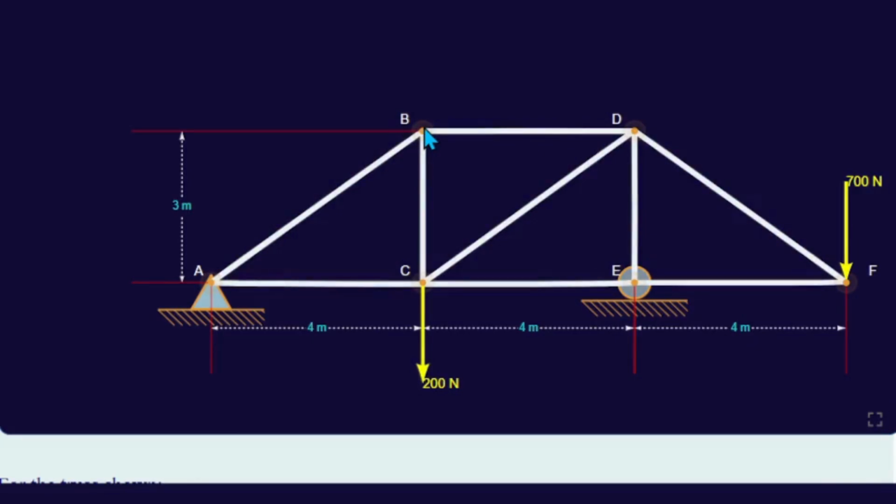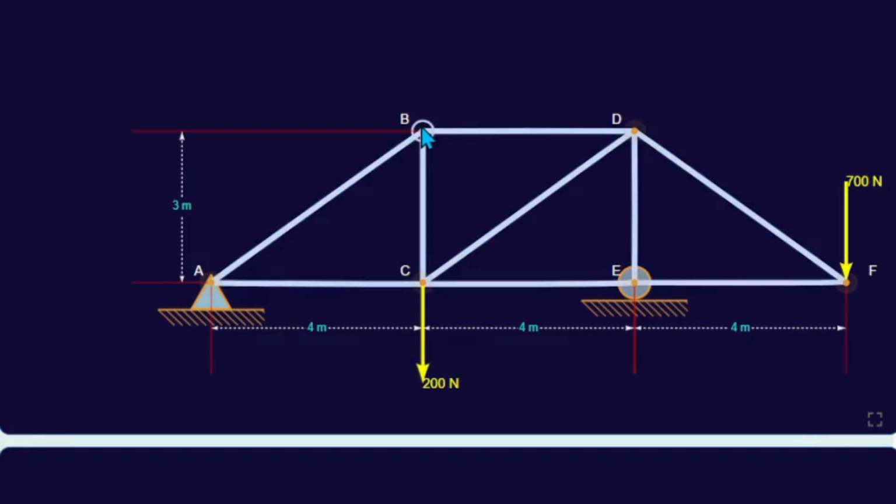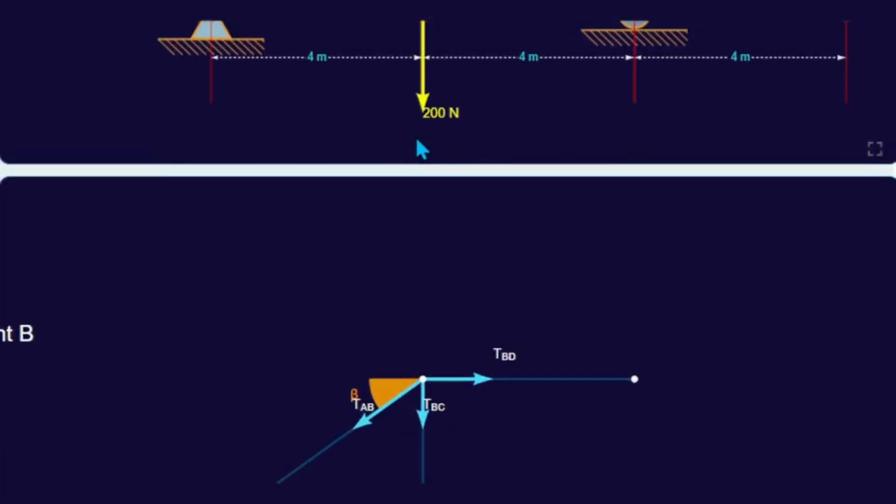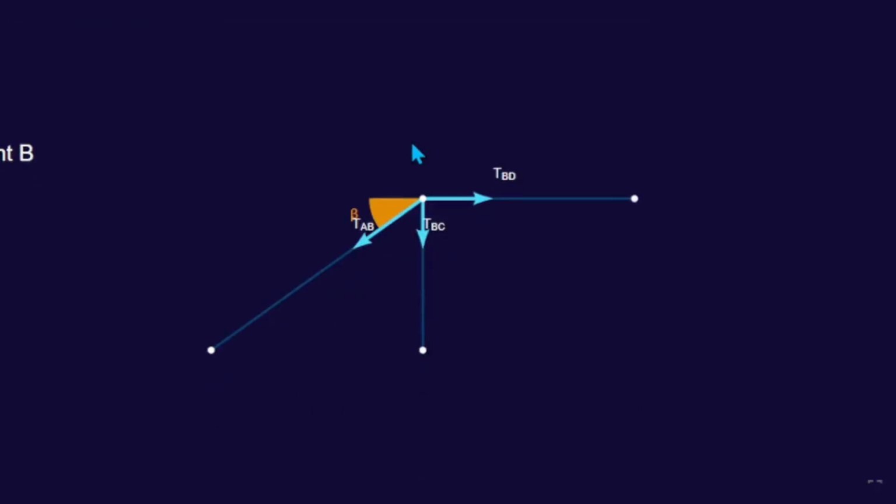If we are interested in finding the forces in the members CB and AB, then we isolate the joint B, which now has only two unknowns.